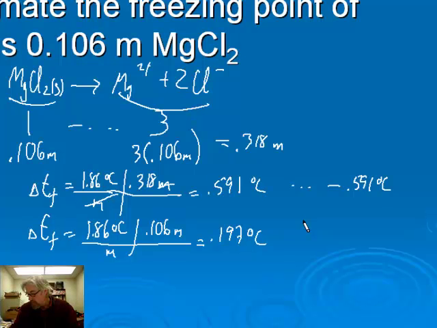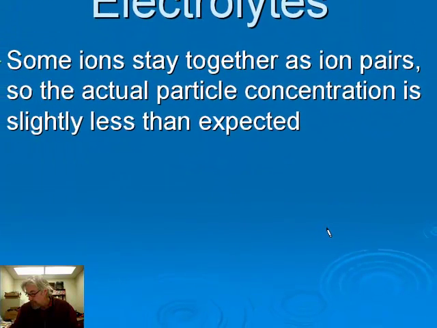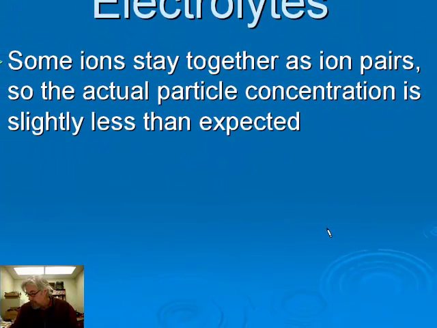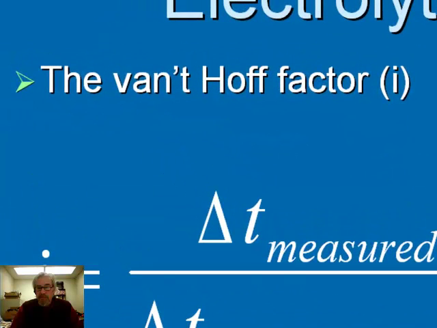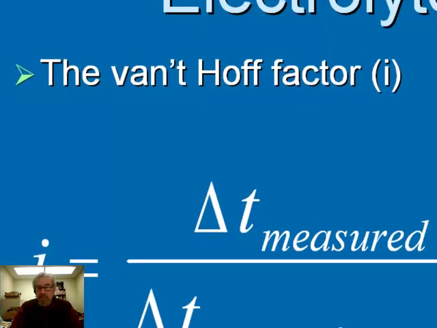Now it turns out that splitting all the ions up just the way the stoichiometry shows isn't always exactly right. Some of the ions actually stay together as something called an ion pair, so almost like a molecule. So the actual particle concentration is often slightly less than you'd expect with 100% dissociation. We keep track of this with something called the Van 't Hoff factor. It's the ratio of the actual concentration to the concentration if the solute weren't an electrolyte at all.